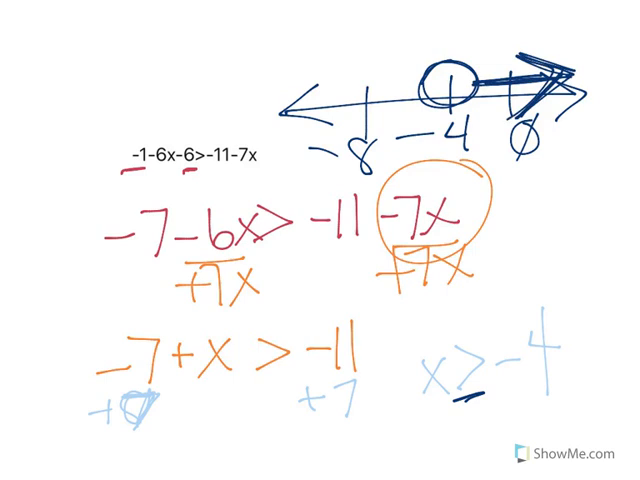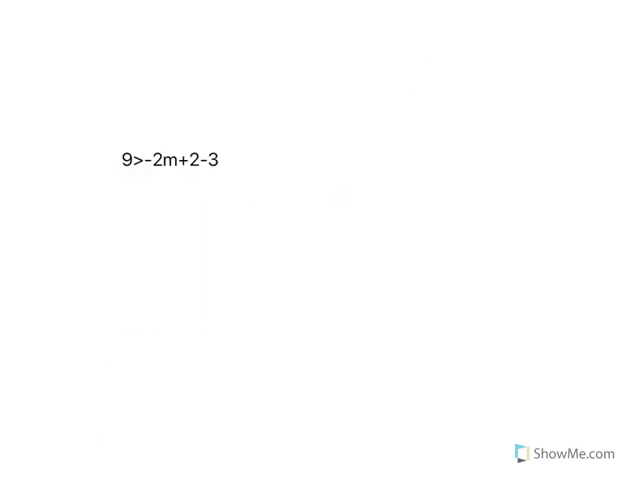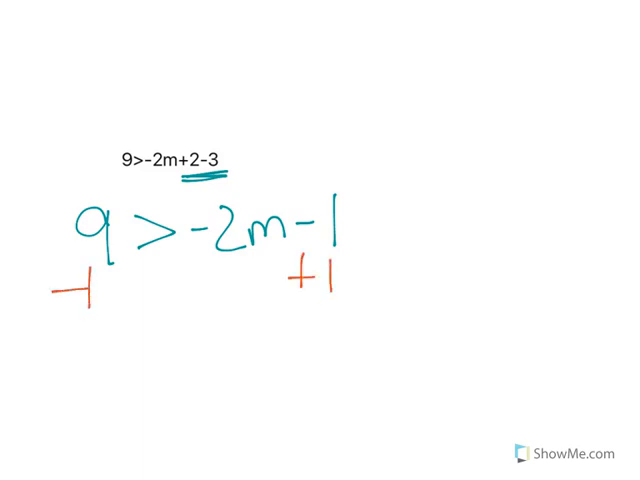I have one more example. It's actually not as complicated as the other ones. So, excuse me. All I see here is that on the right side I have those two constants that we can go ahead and combine. So that gives us 9 is greater than negative 2m plus 2 minus 3 would be minus 1. And then we need to add the 1, add 1. So that gives us 10 is greater than negative 2m.